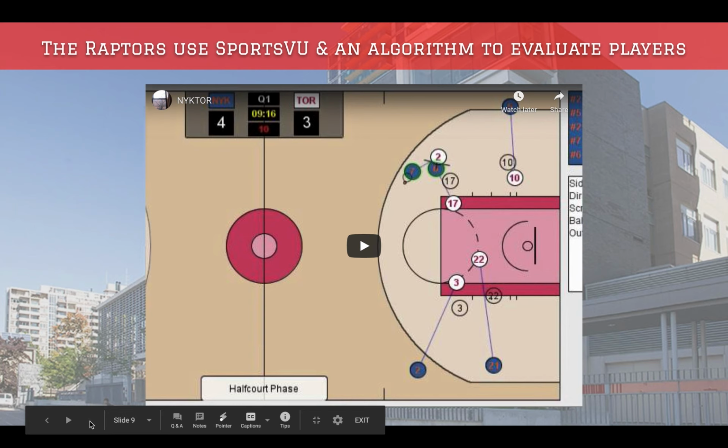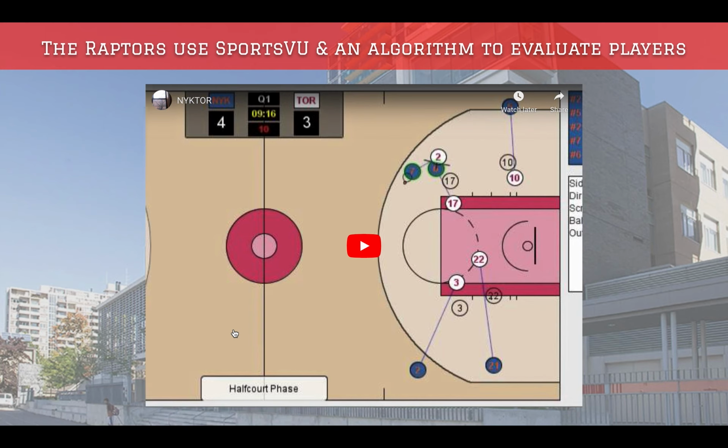Here's how the Toronto Raptors used SportsView, which is a series of cameras to evaluate players and who was in the right position. So it shows the players on defense and where they should have been. The ghost number, the outline number, is where they should be, and it compares them to their real position to sort of evaluate how good they are.